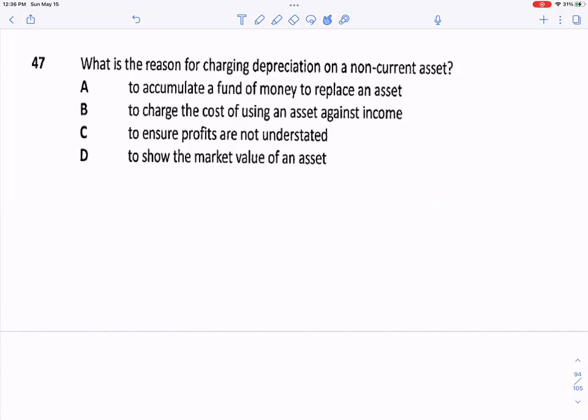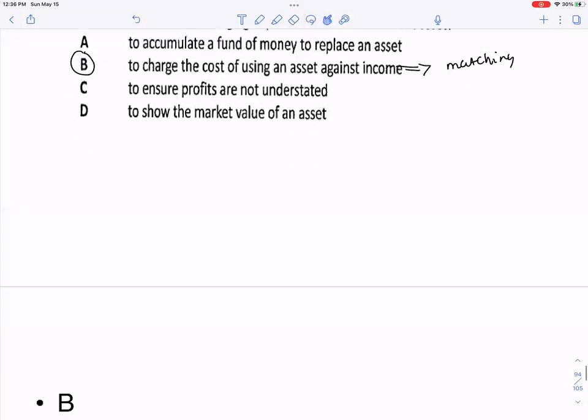What is the reason for charging depreciation? Miss, to charge the cost of using an asset against income. B. This is which principle? Matching principle.